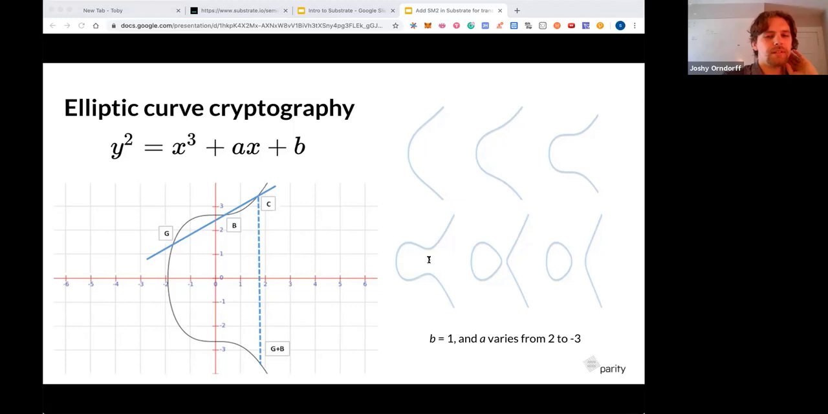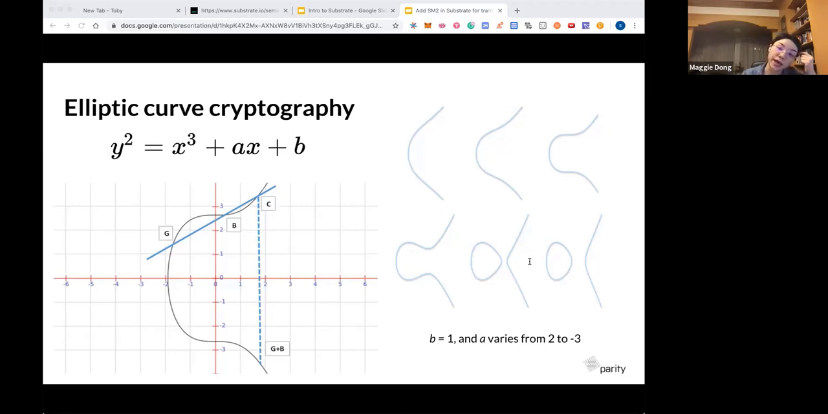Okay, so we're going to talk about a brief introduction to elliptic curve cryptography, and I'm not an expert in it, but I will try my best to make this as simple as possible. So now, you may wonder what is ECC and how does it work and what's the magic behind the curtain. Basically speaking, an elliptic curve is a set of points defined by the equation y squared equals x cubed plus a times x plus b.